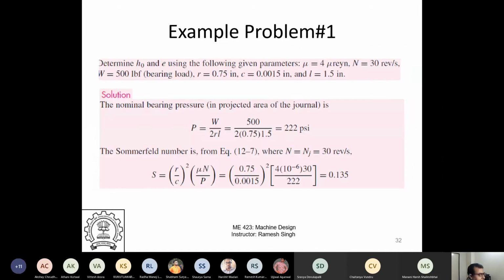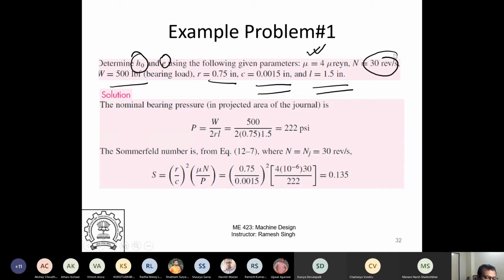Let's do a small problem. We have to find, say, H naught and E. My viscosity is 4 micro Reyns, speed is 30 revolutions per second, W is 500 pounds, R is 0.75 inches, C is 0.0015 inches, L is 1.5 inches. The first thing we need to find is the average pressure P, and then I need to find the Sommerfeld number. Let's do that first.